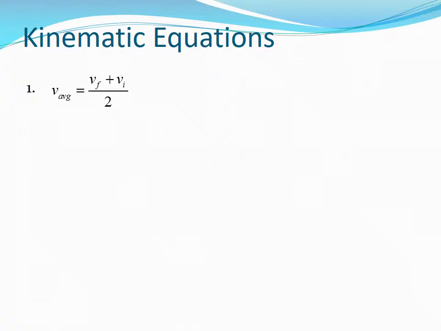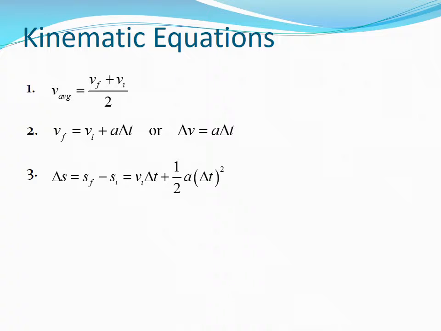The first of these equations is the average velocity is defined as the final velocity plus the initial velocity divided by 2. The second, final velocity is the initial velocity plus the acceleration times the time interval, or delta v equal a delta t. The third is the change in position is final position minus the initial position, which is also equal to the initial velocity times the time interval plus 1/2 a times the time interval squared.